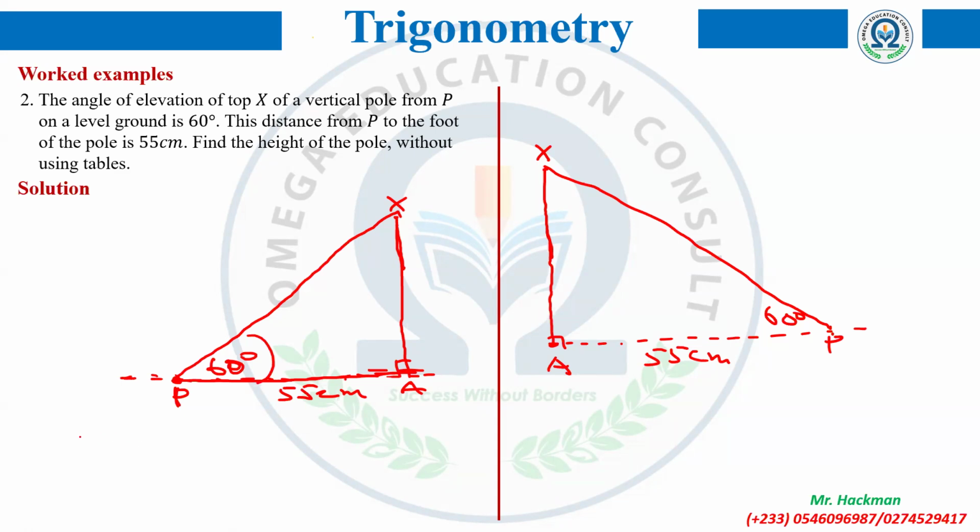Okay, so Patricia, yes, tan. So I'll come and write tan theta. In this case, your theta is 60 degrees, which will be equal to opposite, which is the length that you are looking for, AX, over the adjacent, which is what? 55.